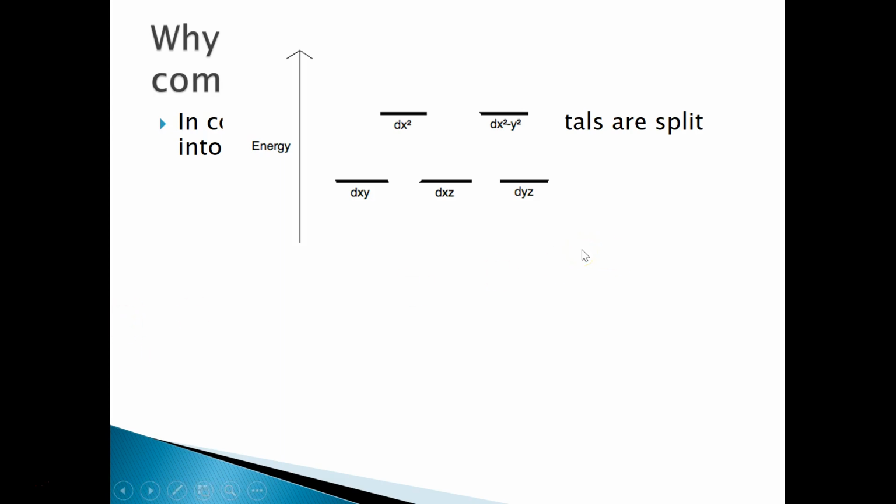Now, the reason that happens is because 3 of the orbitals in the d sublevel are aligned between the xyz Cartesian axes. So the lobes of those orbitals do not point at the ligands, and there's very little electron-electron repulsion. But the other 2 orbitals, the dz squared and the dx squared minus y squared, point directly at the ligands. So when the ligand bonds, it causes additional electron-electron repulsion, which causes those orbitals to move higher in energy.